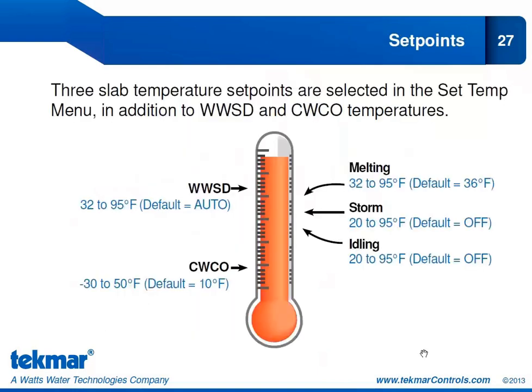So the set points that you enter here are the warm weather shutdown, cold weather cutout, and your melting, storm, and idling temperatures. So the storm and idling both have a very large range, 20 to 95 degrees. Our default here is off. And melting goes from 32 to 95, and our default is 36 degrees Fahrenheit. That's a good melt temperature.